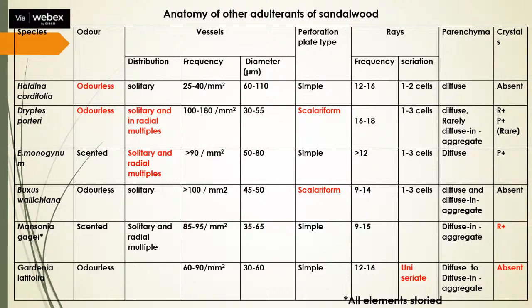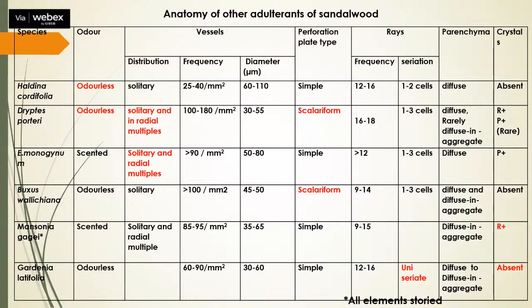Then vessel frequency also we can differentiate. In case of Dryptes and Buxus felicina, there is the perforation plate. As I have told earlier, between two vessel elements, one plate will be there. That is a perforation plate. Those perforation plates can be simple or scalariform. Simple perforation means it's just a simple one, but scalariform is like a ladder. So these two, Dryptes and Buxus, can be easily differentiated from sandalwood.